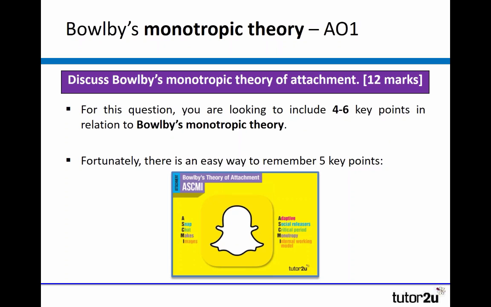Okay, the A stands for adaptive, S social releasers, C critical period, M monotropy, and I internal working model.